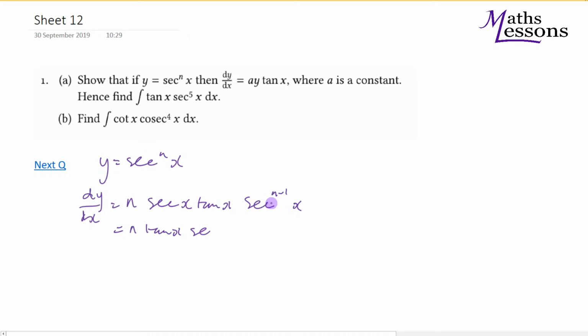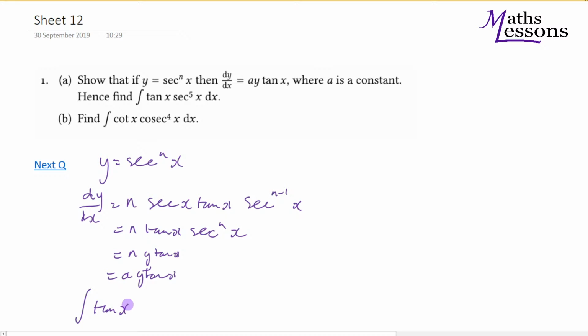Now we've got sec x times sec to the n minus 1, which is just going to be sec to the nx. And we want to show that dy by dx equals a y tan x. Well, y is sec nx, so we've got the y there. So we've got n y tan x, which we can just write as a y tan x, because n is just a constant and a is just a constant, so therefore it's the same as a y tan x, where a equals n.